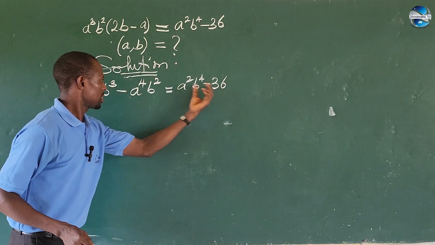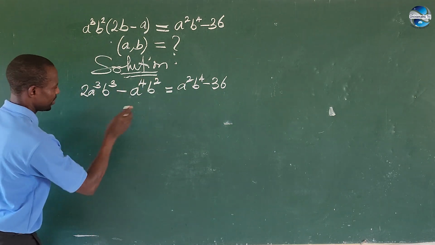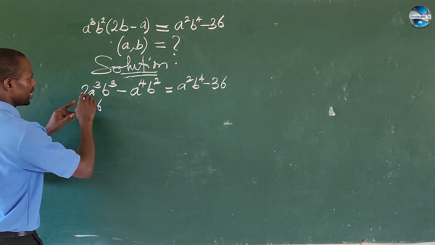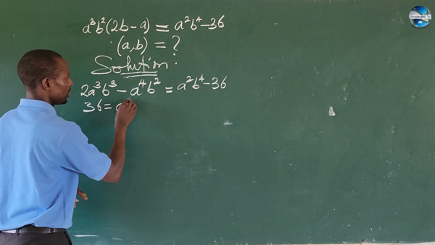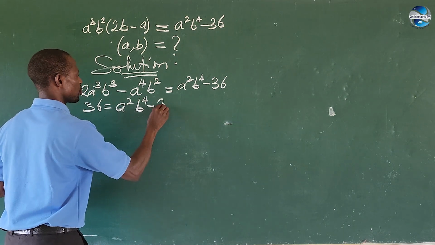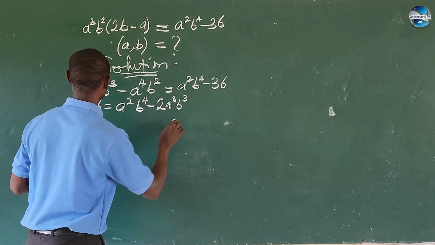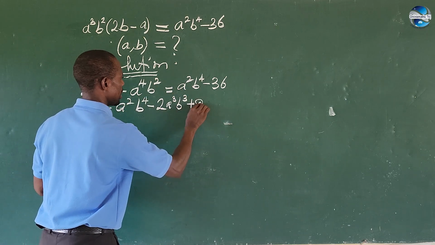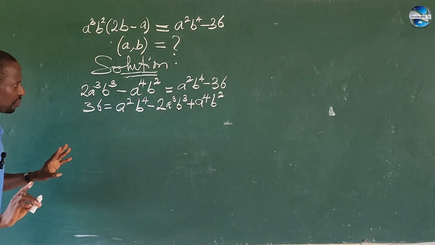Now I want to move this to this side and move every other term to this other side. So we're going to have this 36, which will now become positive, right? Then this is equal to a to the power of 2, b to the power of 4, minus 2a to the power of 3, b to the power of 3. Again, this one crosses to this side, turns to plus a to the power of 4, b to the power of 2. I hope there's no problem here.